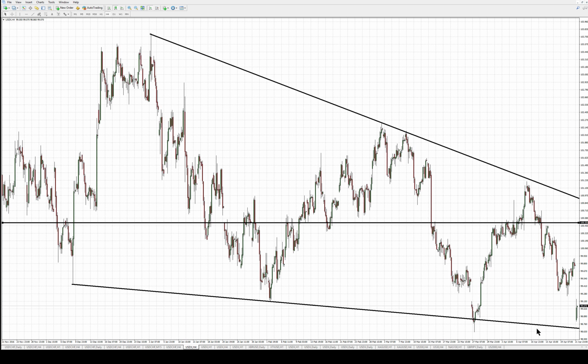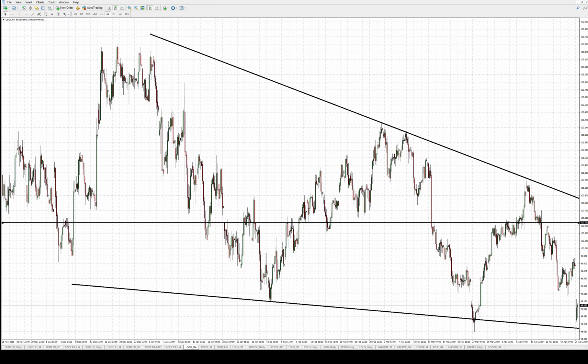Until then, a long doesn't really make sense because your stop would have to be maybe below this low, and unless you're very confident that this is going to get at least to the midway point, that's a lot of unnecessary risk. Whereas if you had just waited, you would be able to get a much more favorable reward to risk ratio.